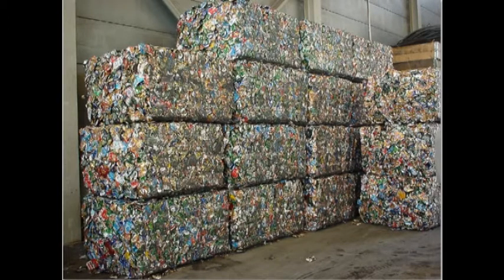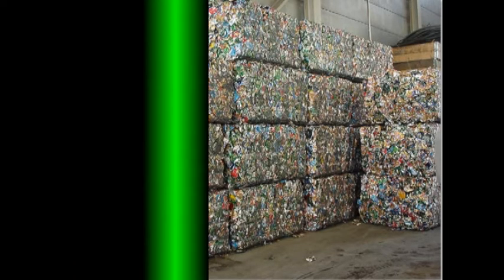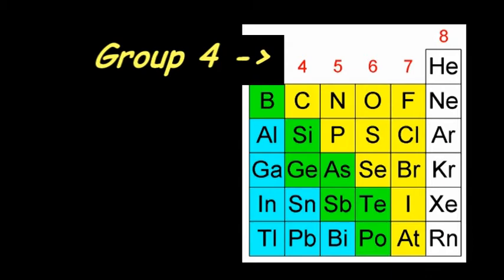The recycling of aluminium metal products should be encouraged because it only uses 5% of the electricity that an aluminium refinery does. Group 4 lies on the boundary between metals on the left of the periodic table and a small handful of non-metals on the right.